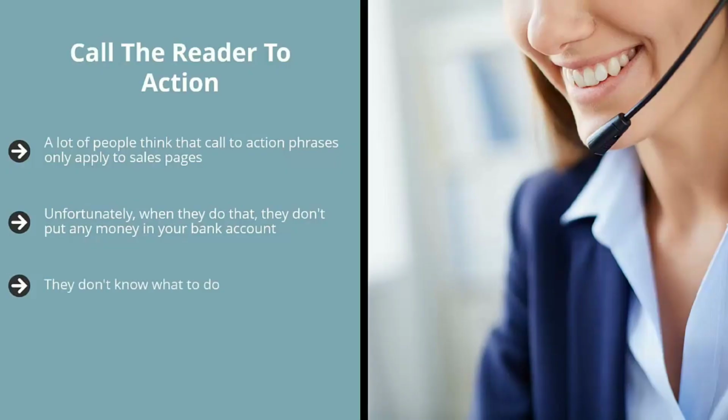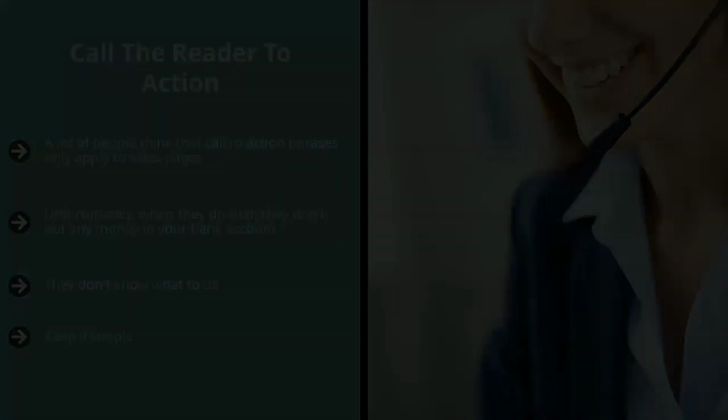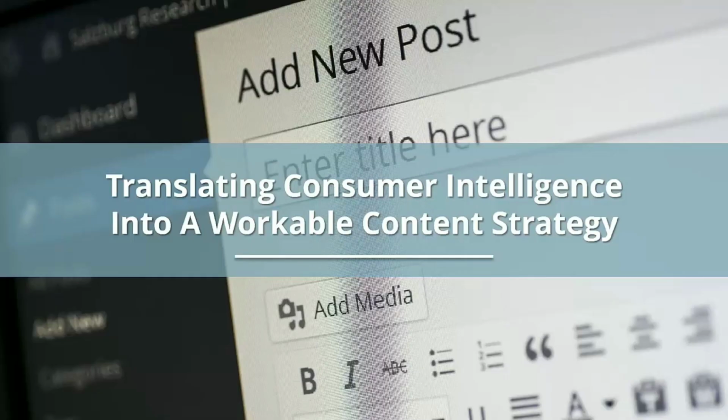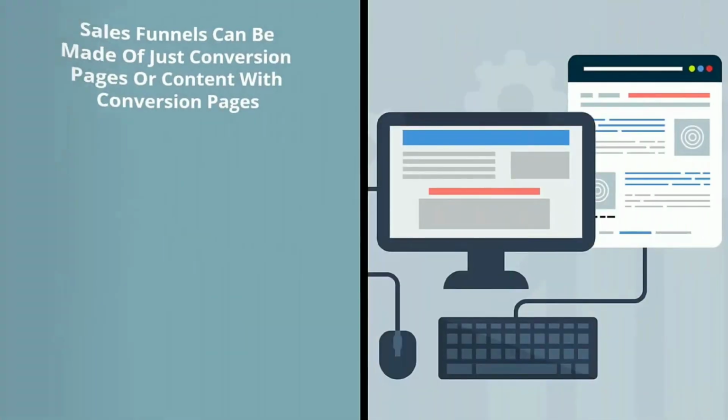They don't know what to do. They don't know where to go. They don't know what steps to take next. You have to take the initiative for them. You have to spell it out. Assume that everybody that ends up on your website has an 8th grade education. Keep it simple. You'd be surprised as to how hard you can push people down the content conversion funnel until you get them eating off the palm of your hands. Translating consumer intelligence into a workable content strategy.